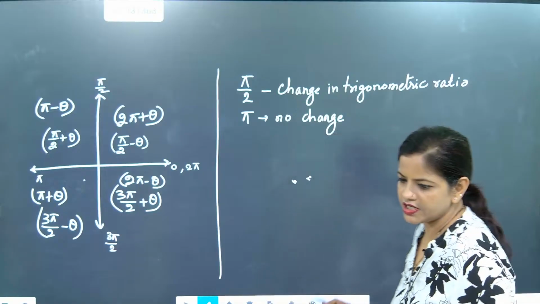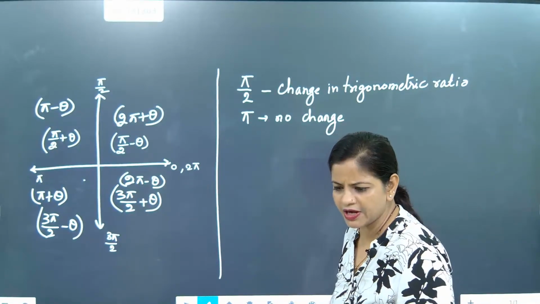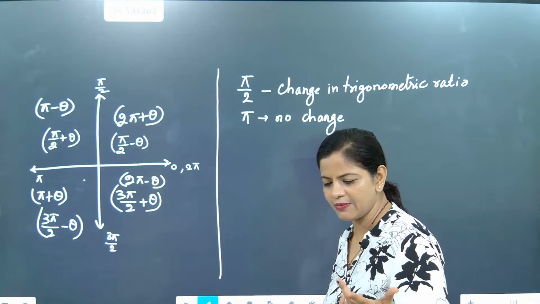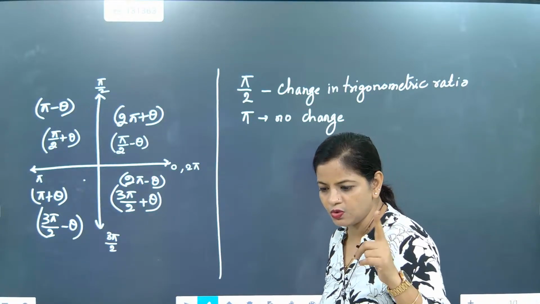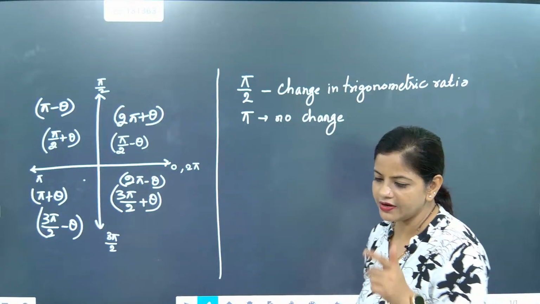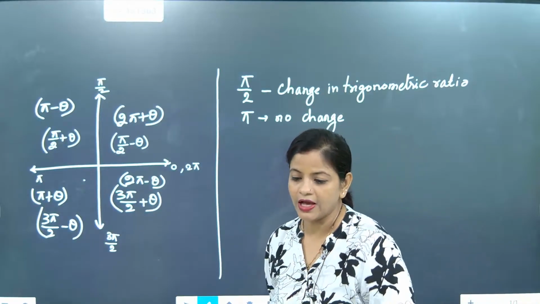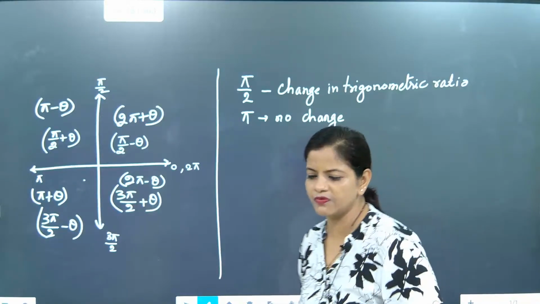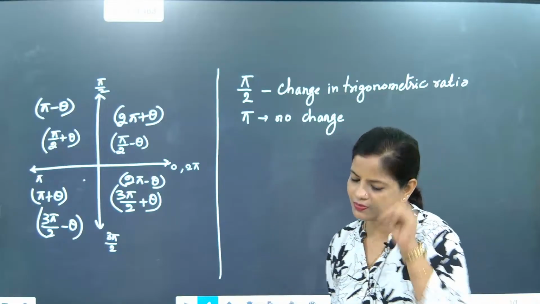Yes, odd multiple: pi by 2, 3 pi by 2, 5 pi by 2, 7 pi by 2, 9 pi by 2, like that we are writing now. When we are writing 8 pi by 2, no change, why? Because 8 into pi by 2, 2 and 8 will cancel and it will become 4 pi. The moment 4 pi will come, no change. So only odd multiples we will be talking about. Even means it will be having no change. So this is one simple concept we'll keep in our brain.